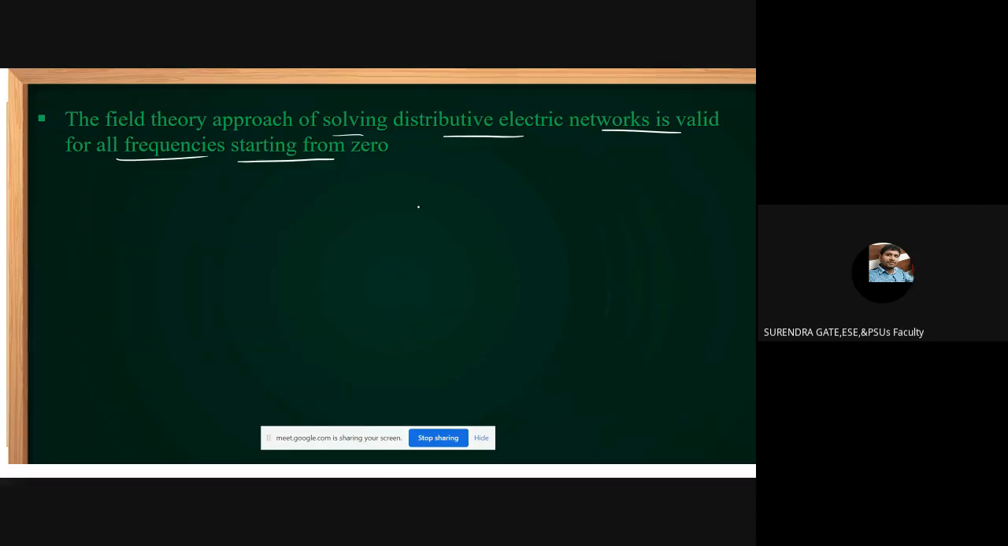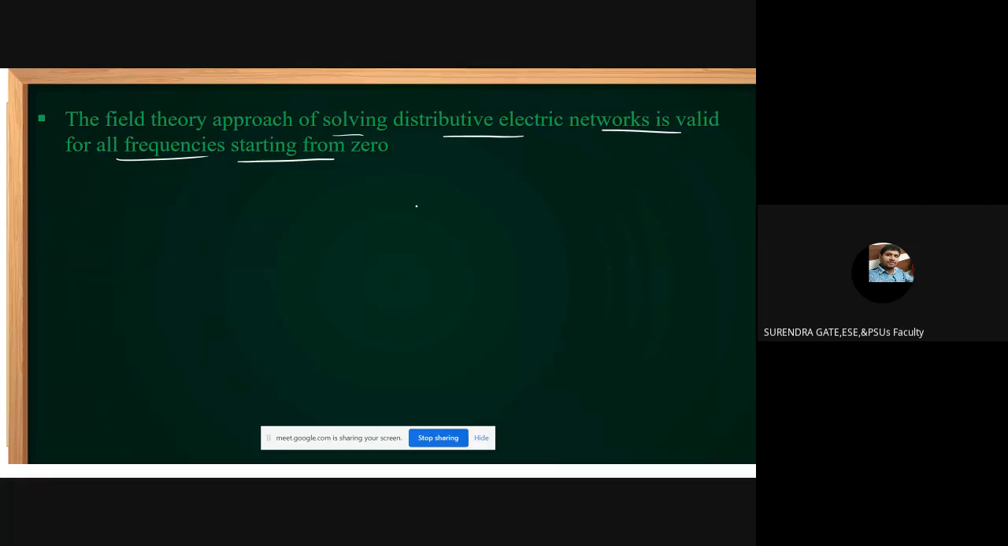But network theory is valid only for low frequencies, that is up to 1 megahertz. That is, 0 hertz to 1 megahertz only. Above 1 megahertz, if you want to analyze any network, you must go for the field theory concept. That's why in EMTL, for EC students, we mainly operate at frequencies in megahertz, 100 megahertz, 200 megahertz. In that case, we can't apply network theory, so to analyze the transmission line we go for the field theory concept.